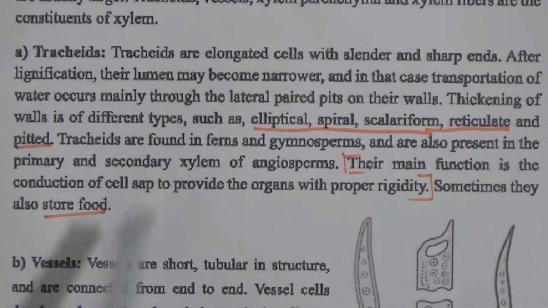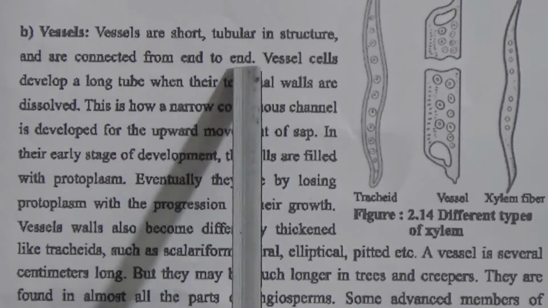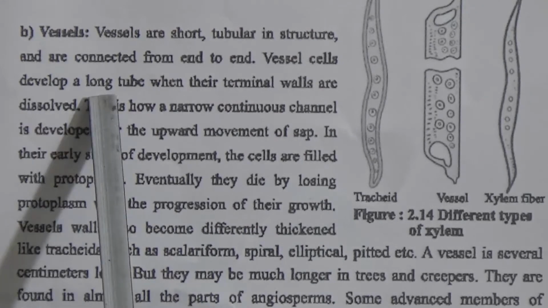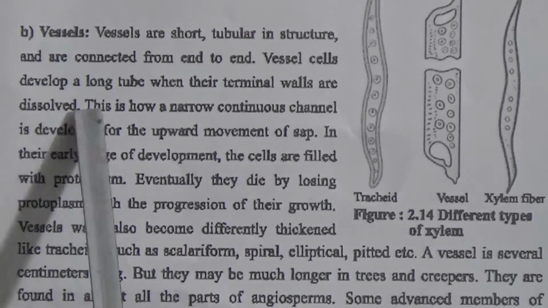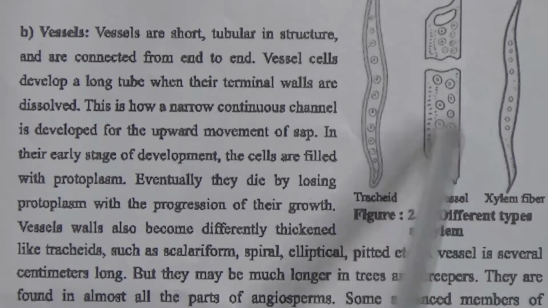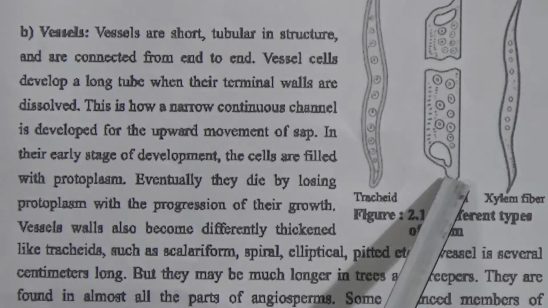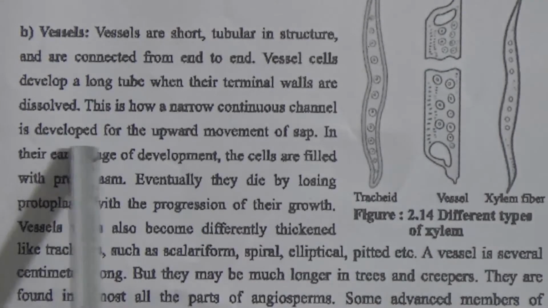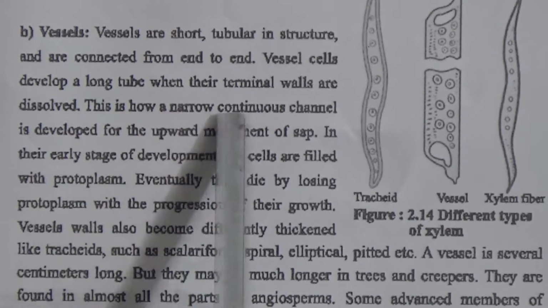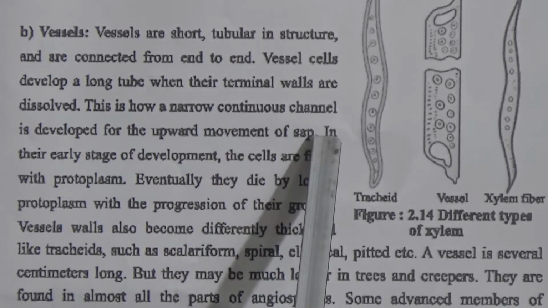Now come to the vessel. Vessels are short, tubular in structure and are connected end to end. Vessel cells develop a long tube when their terminal walls are dissolved. Dear students, this is the picture of a vessel. One vessel on this side is attached with another vessel on this side. In this way they make a long tube. This is how a narrow continuous channel is developed for the upward movement of water.